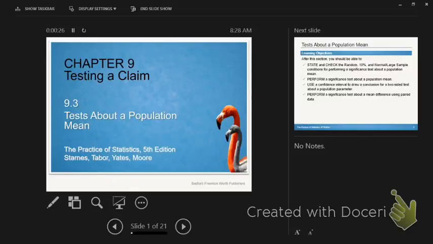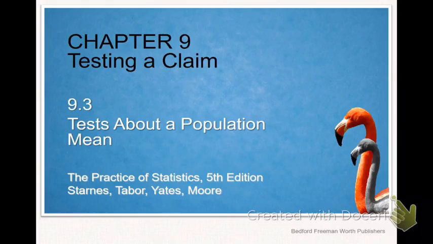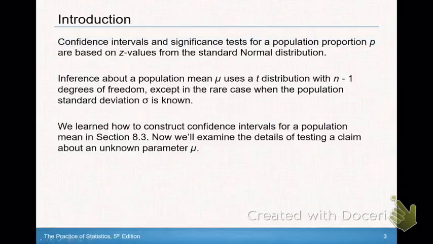In section 9.3a, we're going to start talking about tests about a population mean. Basically, we're going to be doing the same exact steps we did in the last section with proportion, except we have to use all the information we know about means.